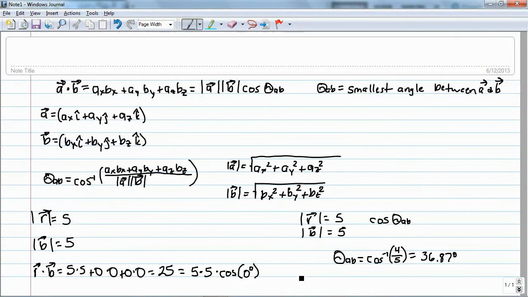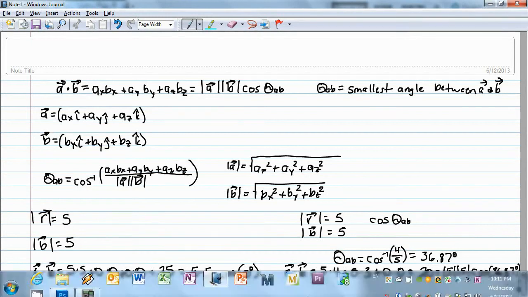So our dot product in this case is going to be equal to, well, I've got 5 times 4 plus 0 times 3 plus 0 times 0 is equal to 20, and that's also equal to 5, the length of our vector, times 5, which is the length of B vector, times the cosine of 36.87 degrees. So, this is the dot product.